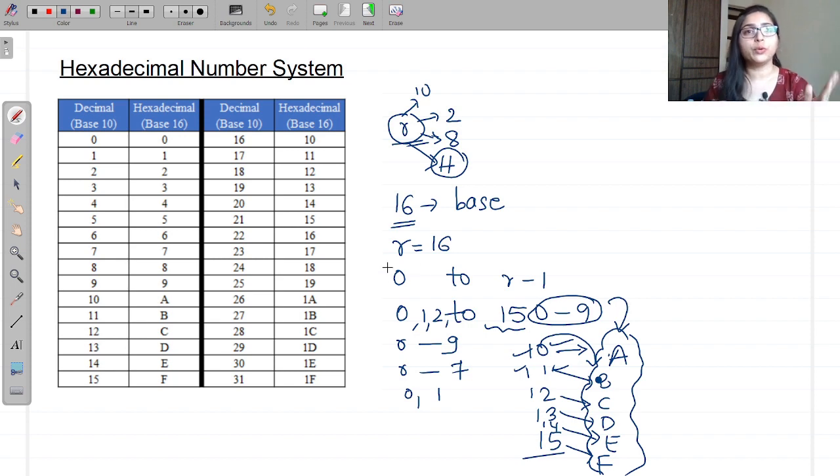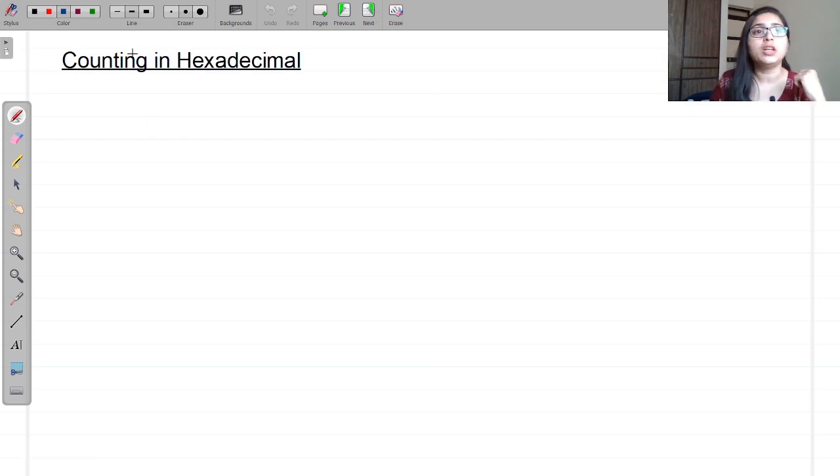So you understood 0 to 15, the base will be H, that is nothing but 16. Now we will have from 0 to F in the hexadecimal number system. You can see here 0, 1, 2, 3, 4, 5, 6, 7, 8, 9, and then immediately A, B, C, D, E, F. Now how can we represent the next numbers in the hexadecimal? That comes in the counting part. So now let us go for the counting in the hexadecimal. So 0 to F you can write.